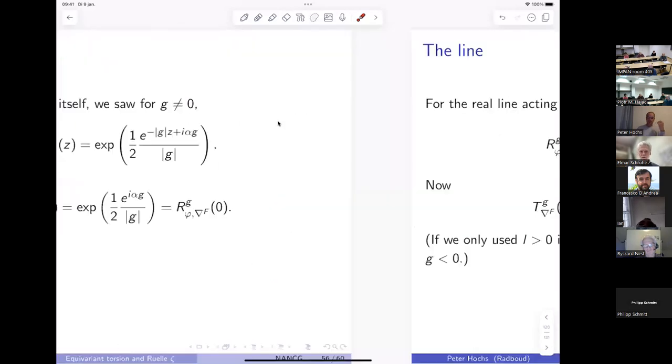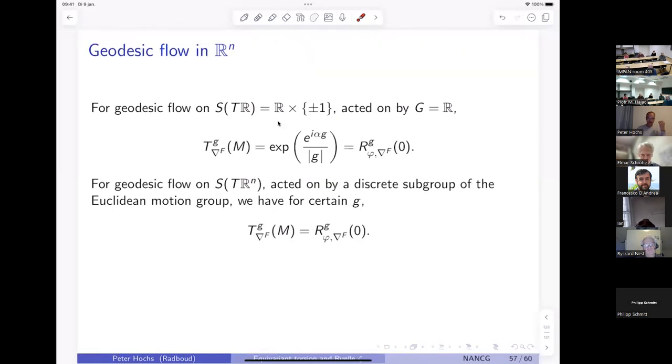And also for the, let's see, this is probably the most non-trivial example. This is also a flat case. The unit sphere bundle of Rn, acted on by some, we had to take some discrete subgroup of the Euclidean motion group and then take our group elements in the right way. There we also got the equality. So there are some examples that have been computed where the equality comes out. And we're just at a starting point.